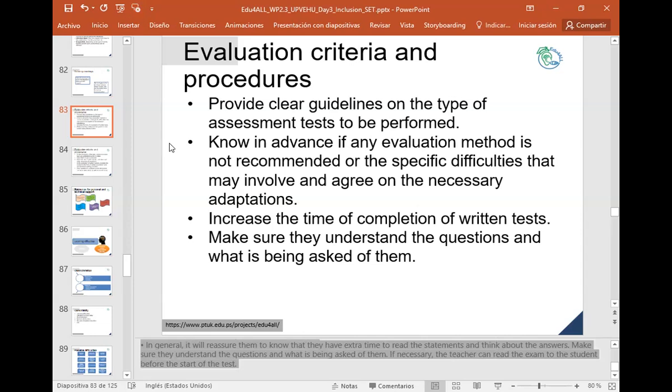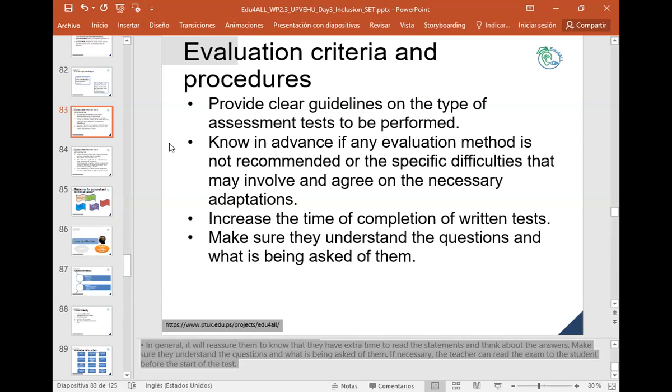Regarding the evaluation criteria, it is important to provide them from the beginning of the course with clear guidelines on the type of assessment tests to be performed and maintain them. When in doubt, it may be convenient to know in advance in tutoring meetings if any evaluation method is not recommended specifically for that student or the specific difficulties that may involve and agree on the necessary adaptations.